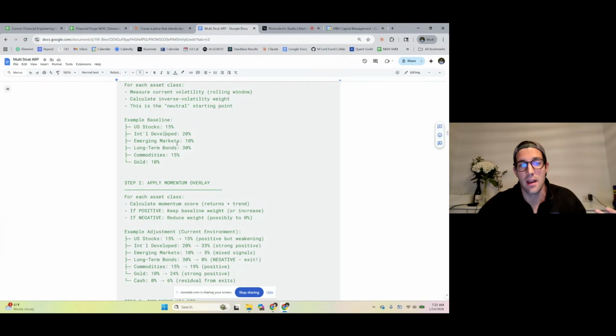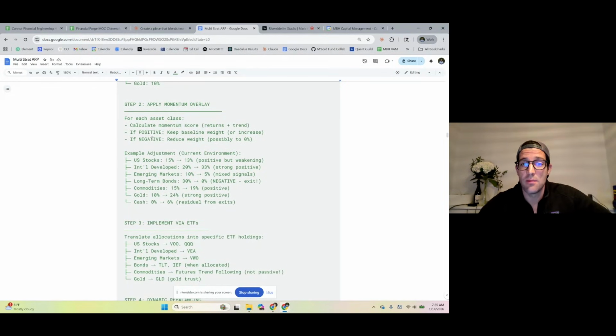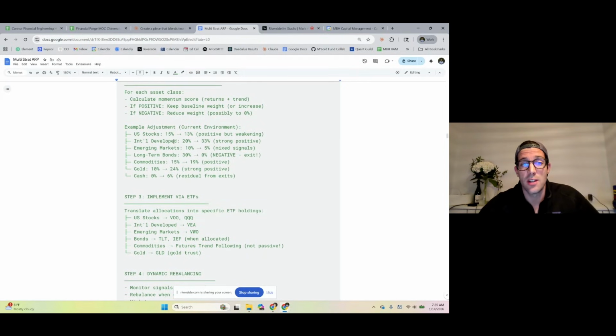Here's just a baseline of an allocation that you may start with. Then when we apply the momentum overlay, if it's positive, we'll keep the baseline weight or increase it. If it's negative, we will reduce the weight, possibly not even holding it. You can see the adjustment here. Stocks are weakening. We would go to 13%. International is getting stronger. This was kind of early 2025.